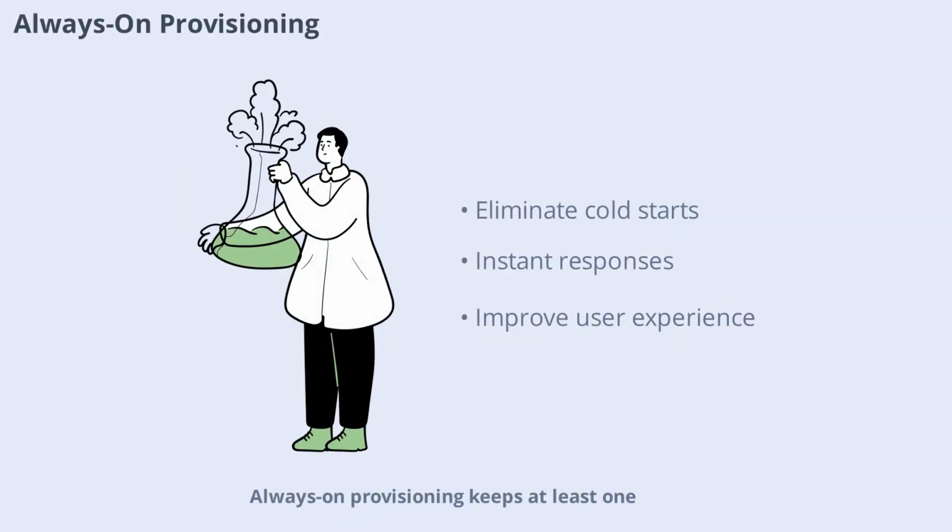Always-on provisioning keeps at least one model container instance running at all times, eliminating cold start delays. This is especially important for latency-sensitive applications, ensuring users receive instant responses even after periods of inactivity.